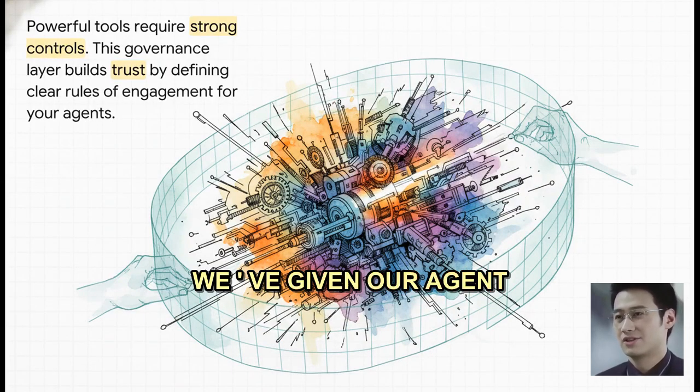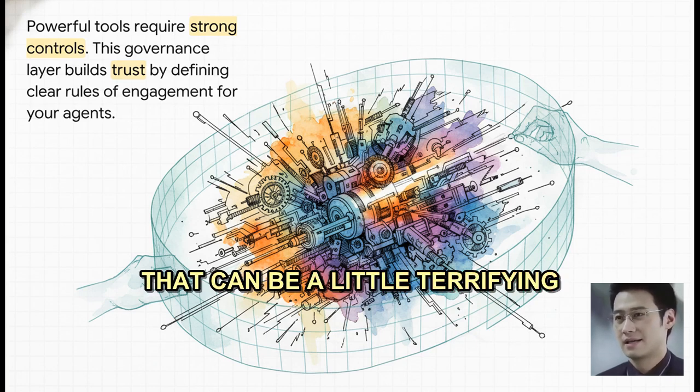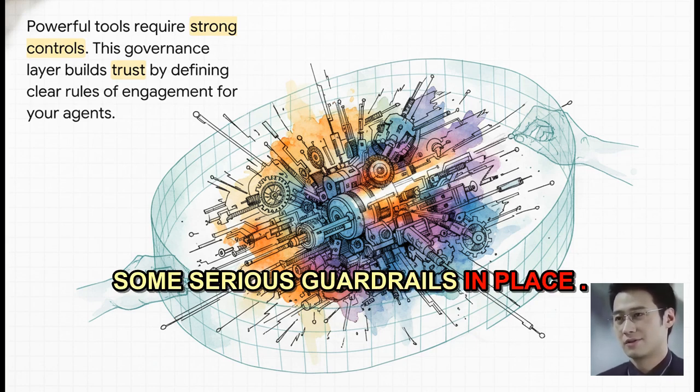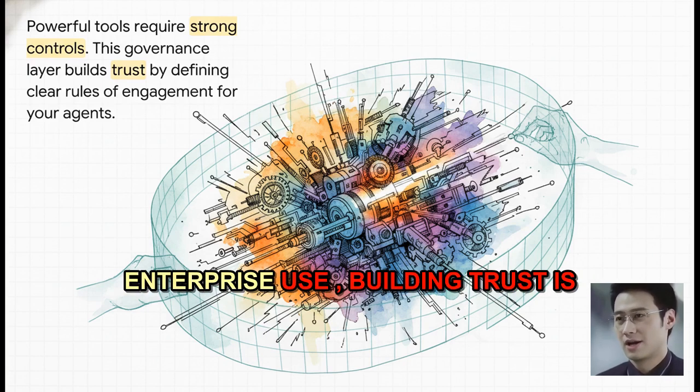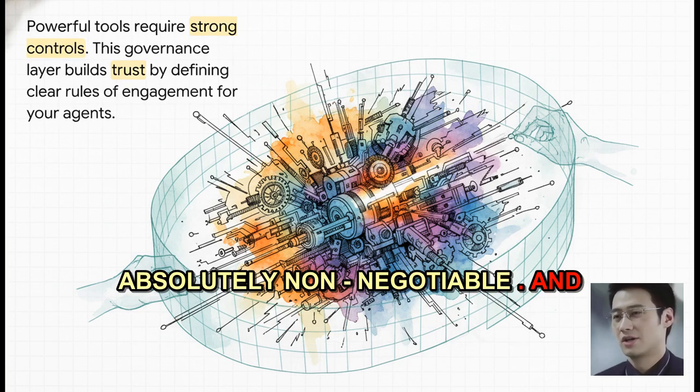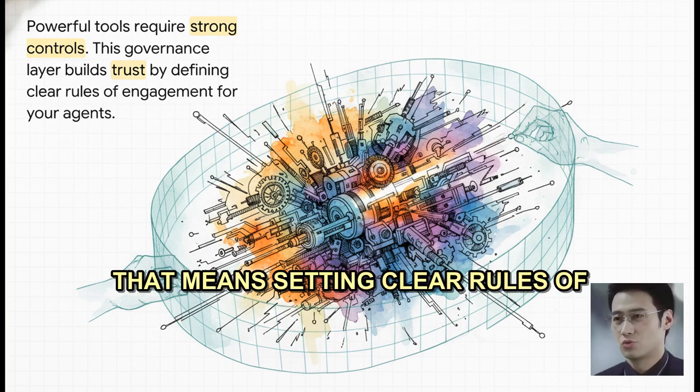Okay, so we've given our agent a brain and senses. And that can be a little terrifying if you don't have some serious guardrails in place. This is where the governance layer comes in. For any serious enterprise use, building trust is absolutely non-negotiable. And that means setting clear rules of the road.